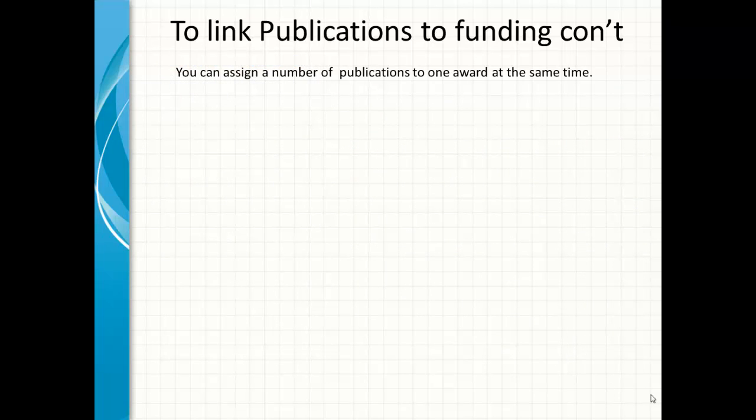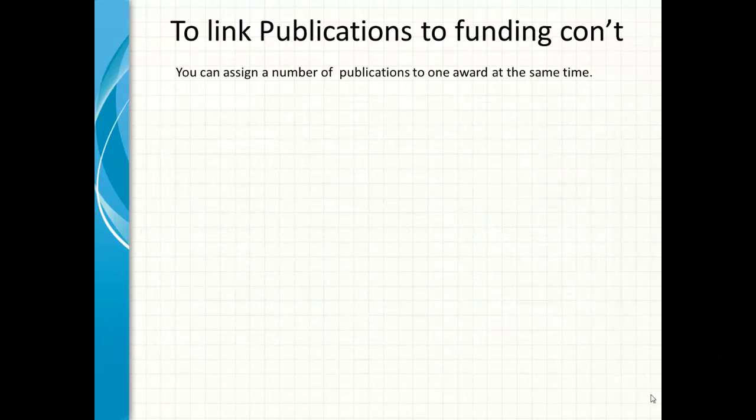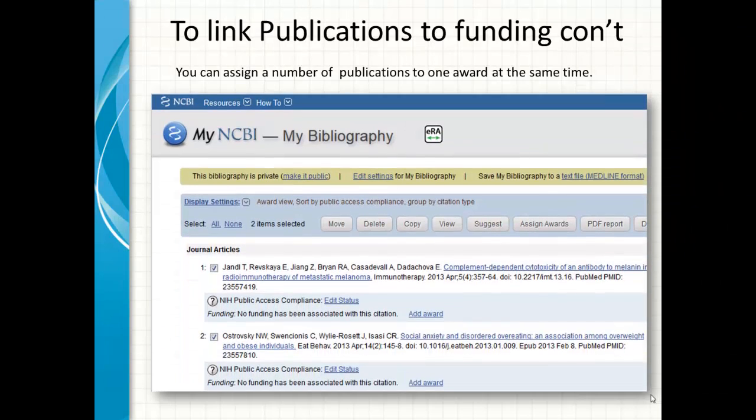If in your MyBibliography no publications have been selected, then the buttons at the top will be grayed out and unavailable. If, on the other hand, you select some publications, you will not only see the number that you selected, but the buttons will now be available, and you can assign one or multiple awards to multiple publications at the same time.